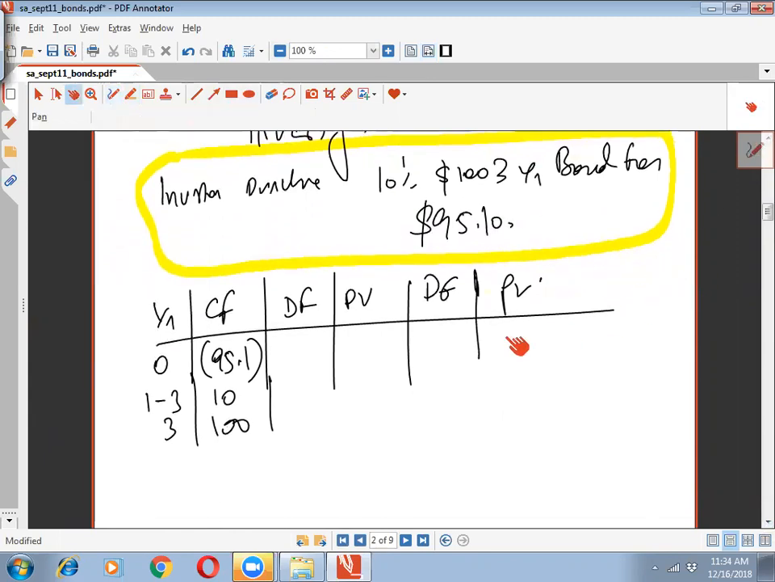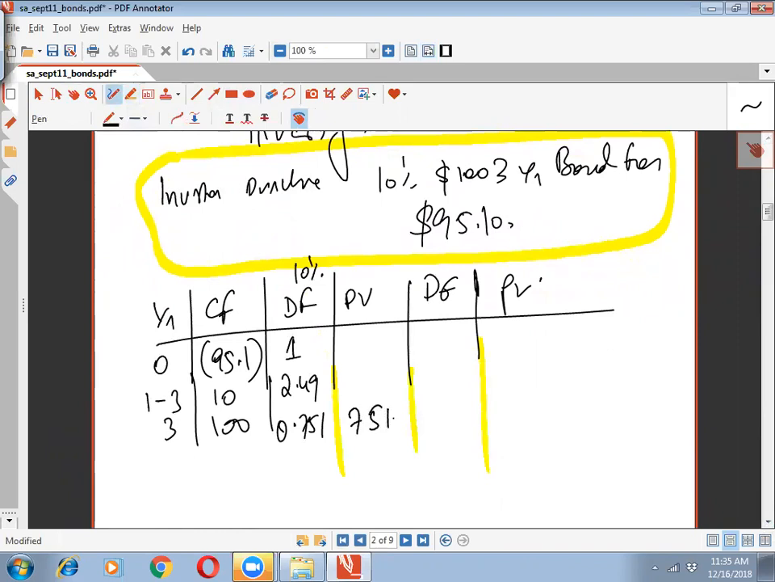Now we need to establish the IRR. The first discount rate I'm going to take is 10%. The discount factors are 1, 2.49, and 0.751. So it's 75.1 plus 24.9, and this is 95.1 in total. Resultingly, you end up getting $4.9.